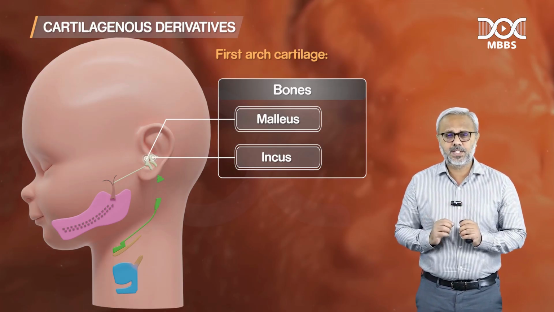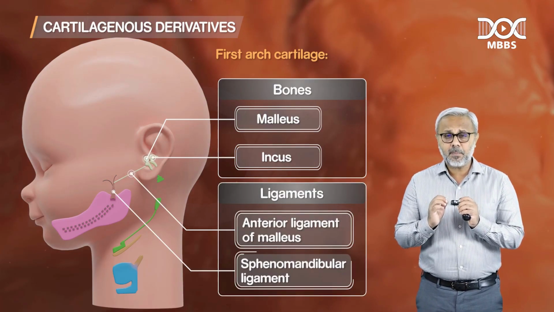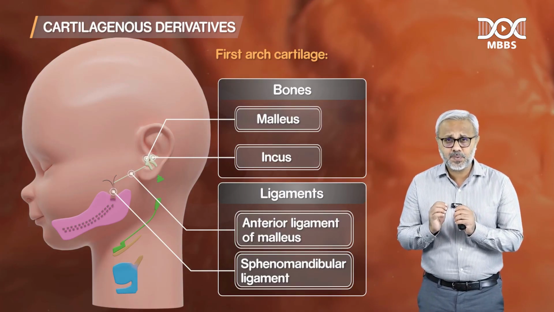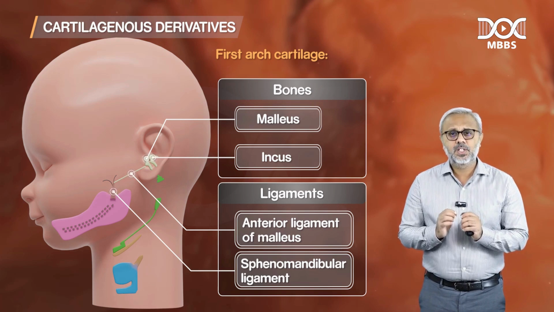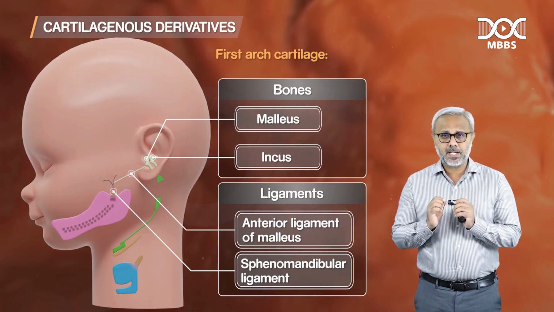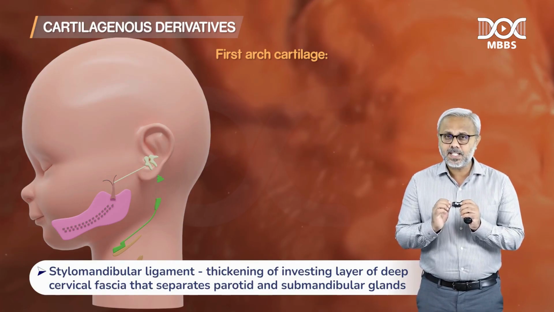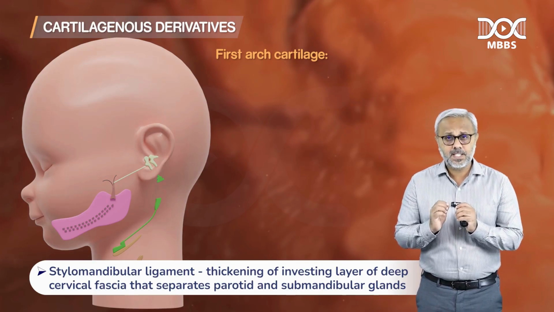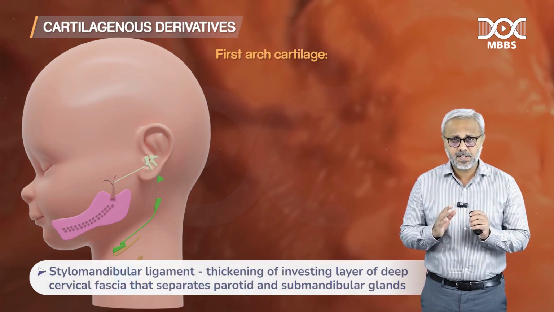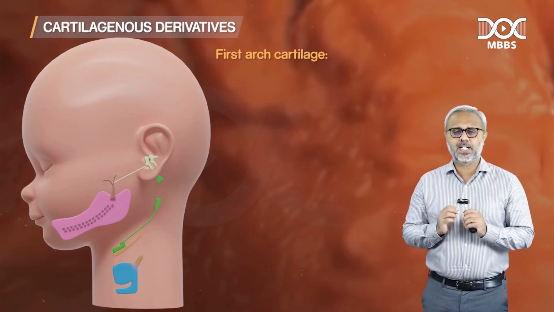wherever such a thing happens, we have the formation of two important ligaments. What are these ligaments? Anterior ligament of the malleus and sphenomandibular ligament. Right? Sphenomandibular ligament extends from the spine of the sphenoid to the lingula of the mandible. Please don't confuse this with the stylomandibular ligament, because stylomandibular ligament is a thickening of the investing layer of deep cervical fascia which separates parotid and submandibular salivary glands. Are we clear? This is regarding the derivatives coming from the first arch cartilage.